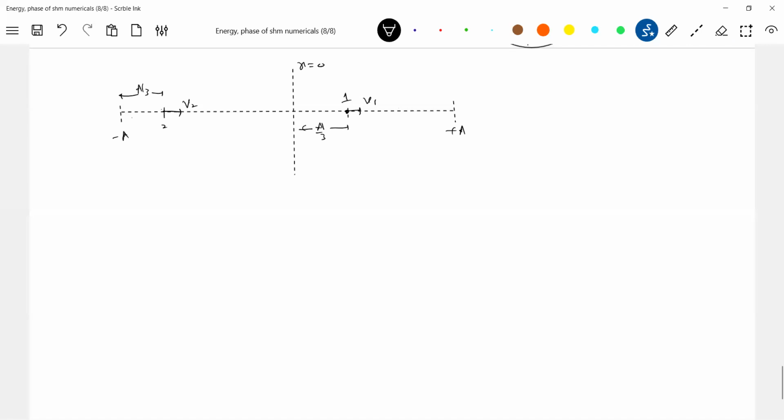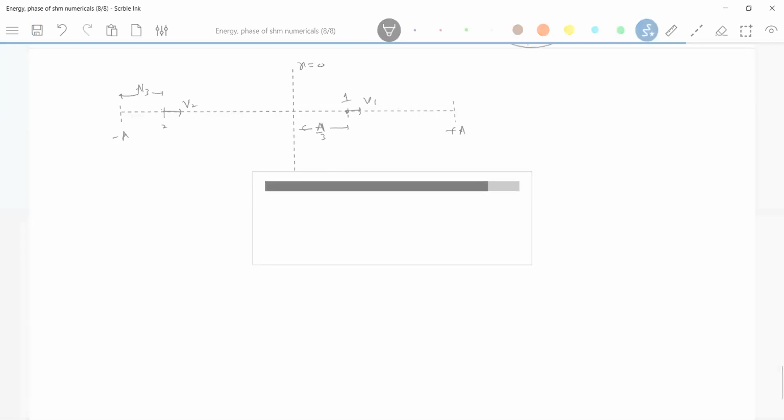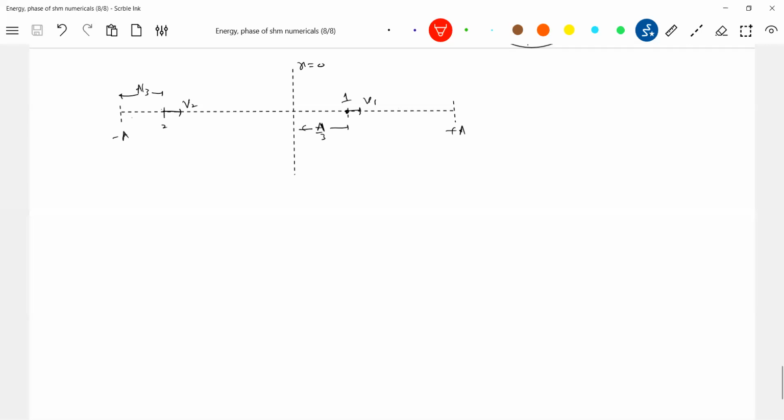I may ask you like this. It need not be A by 2 or A by root 2, it can be any other value. So how will the particle move? It will move like this. This is the time we are supposed to calculate.